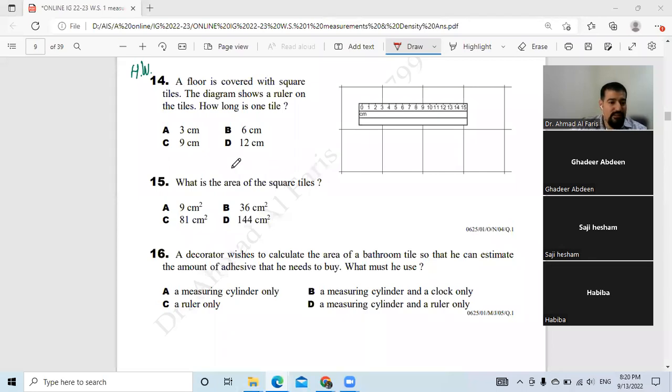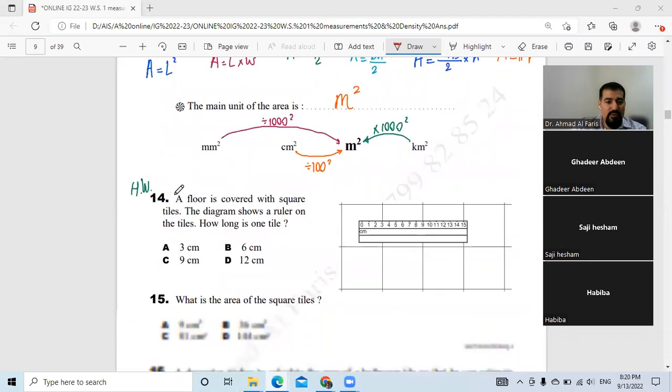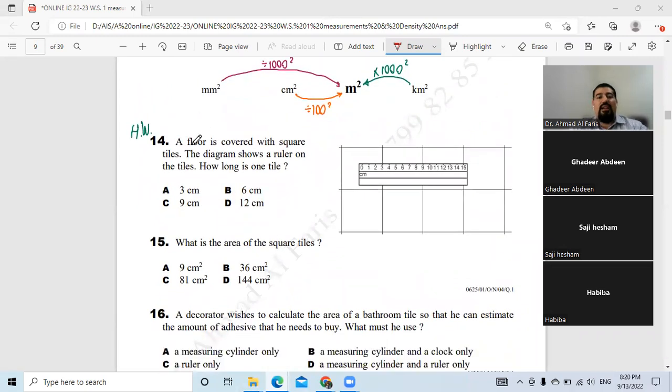Doctor, I didn't get number 14. Now we are on number 14. A floor is covered with square tiles. Okay, we have square tiles. The diagram shows a ruler on the tiles. How long is one tile? It starts from 3 to 9. So the length here is 9 minus 3, which is what?